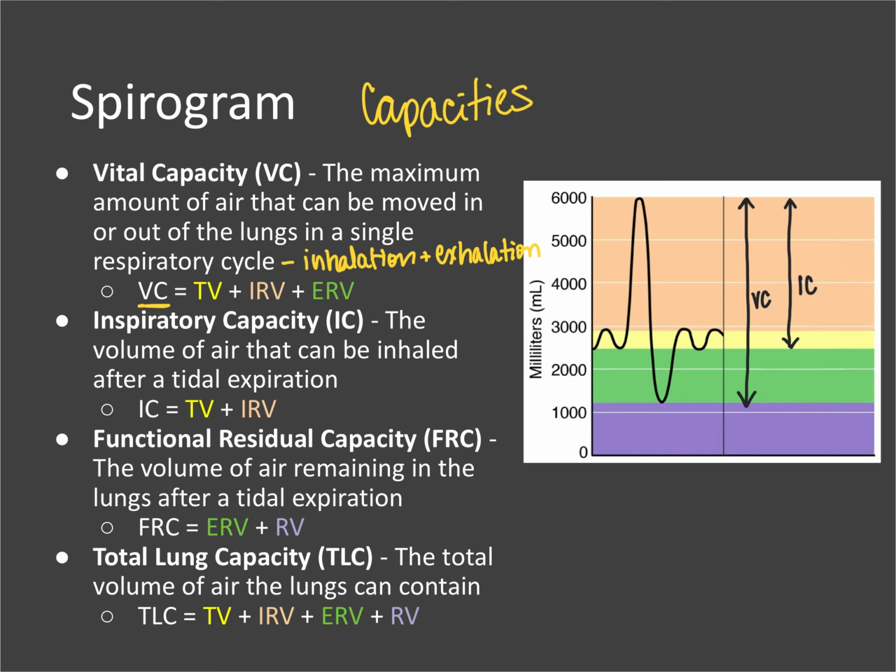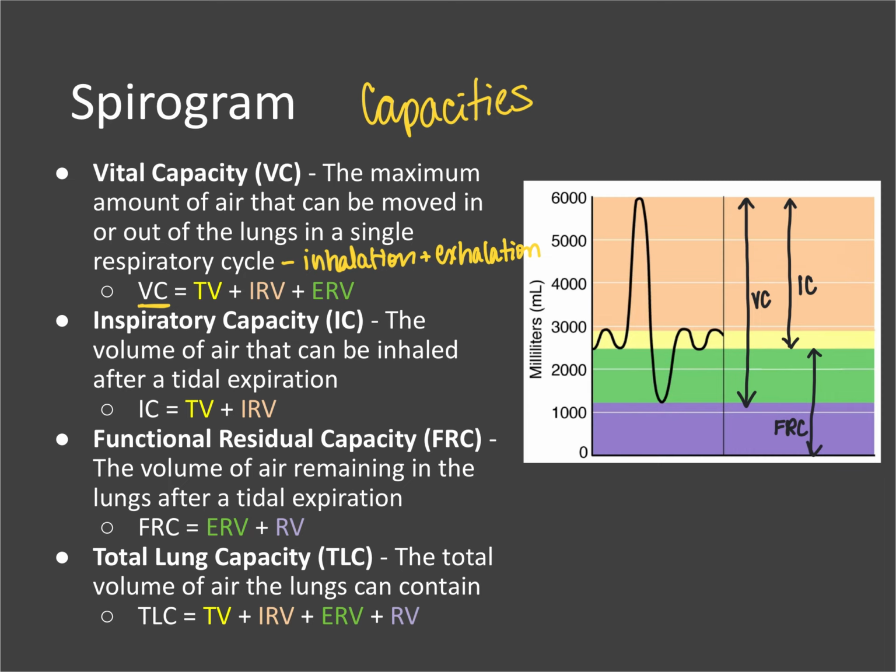So you can see here, if you were to do a quiet exhalation and then try to take as deep of a breath as possible, that's going to be your inspiratory capacity. The functional residual capacity is the volume of air remaining in the lungs after a tidal expiration. A tidal expiration is going to be at the bottom of this yellow area here. And so the FRC is going to consist of the green area and the purple area. So it's going to be the expiratory reserve volume plus the residual volume.